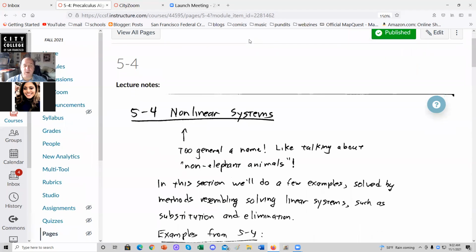All right, 5-4 is about nonlinear systems. That's a terrible, terrible name. It's like talking about non-elephant animals. There's just so much variety. These are systems which are sort of kind of linear, only we have some x squareds and y cubes instead of x's and y's. So we'll use similar methods as linear systems, substitution and elimination. And then we'll have to take some square roots.